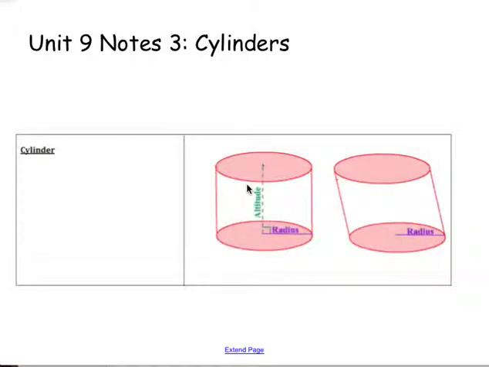Today we're going to be doing Unit 9, Notes 3. So we're going to be talking about cylinders. So first thing, what is a cylinder? Well, a cylinder is a circular prism.